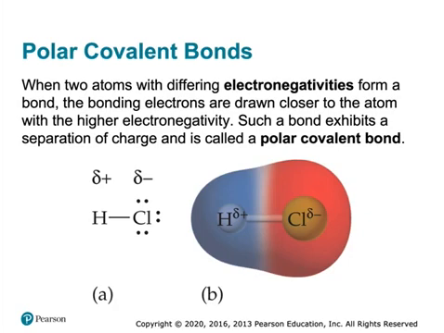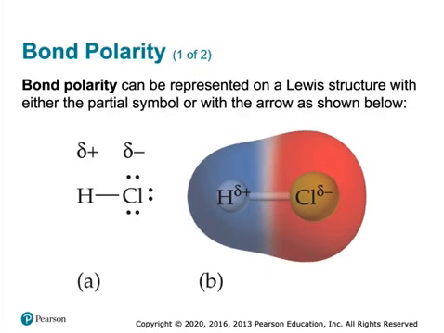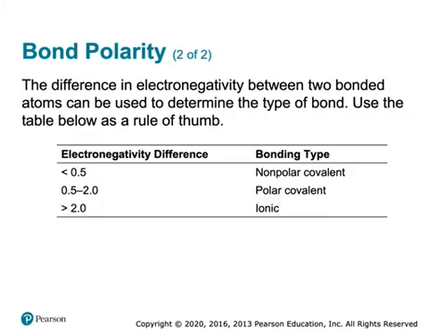All right, but polar covalent bonds, this is unequal sharing. So we have covalent bonding. If you have the same atom, they share equally. If you have two different atoms, you have unequal sharing. And then this bond polarity, we show that there. Polarity means it's not even.